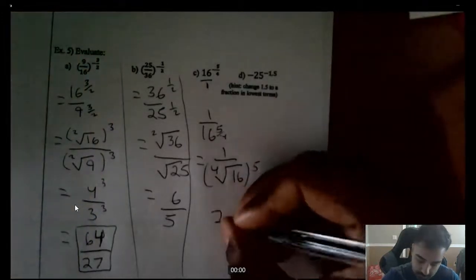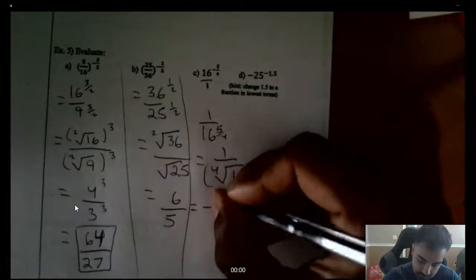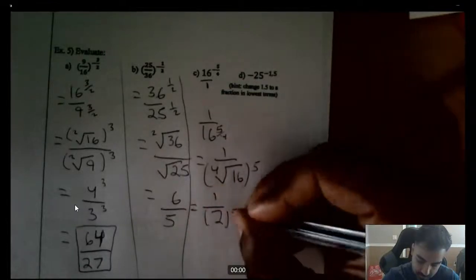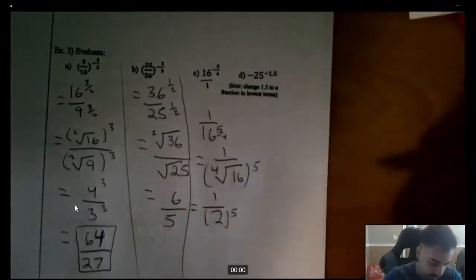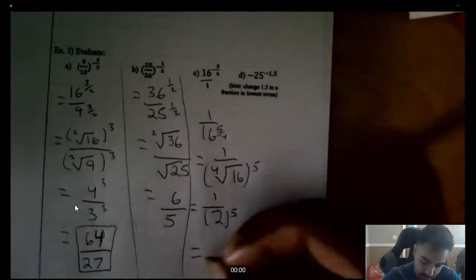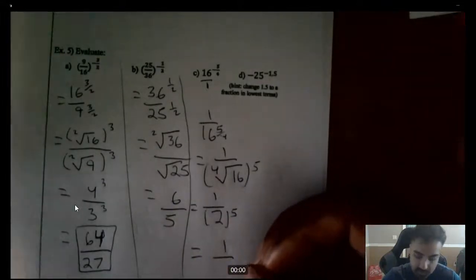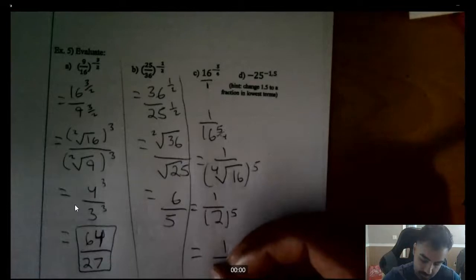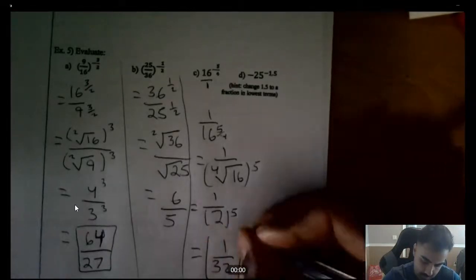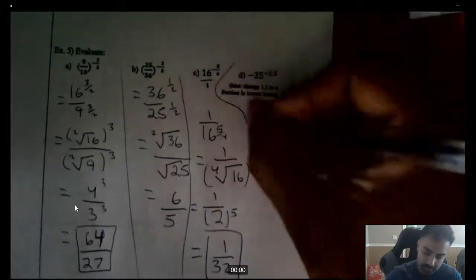So it's going to be 2 at the bottom. And again, this whole thing is to the power of 5. And now you're just going to do 2 to the power of 5, which is 2 times 2 times 2 times 2 times 2, which is 32. Okay. All right, last one.